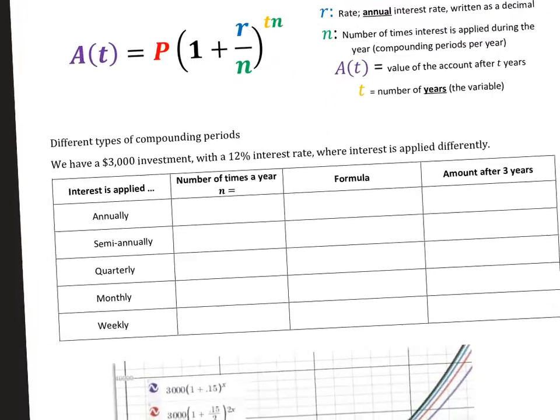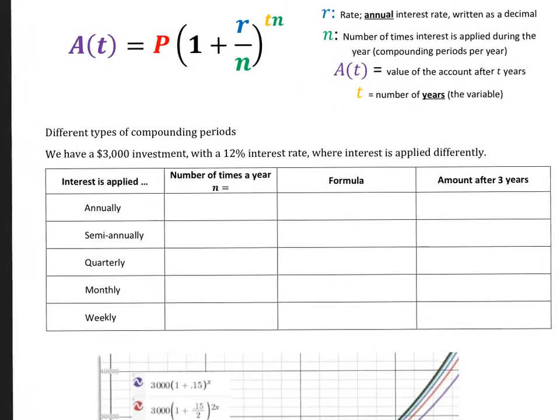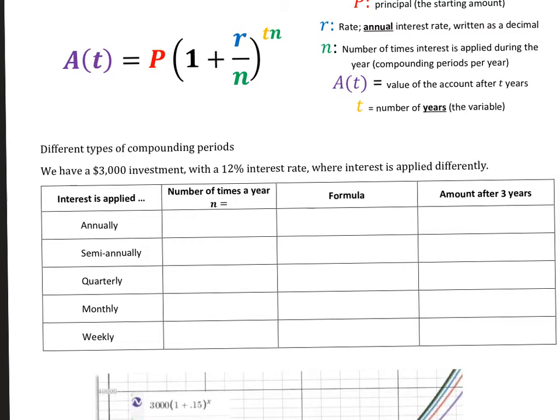Okay, so different types of compounding periods. We have a $3,000 investment with a 12% interest rate where interest is applied differently. The very first time is annually. Thinking about this, annually is the number of times in a year, so N is 1.